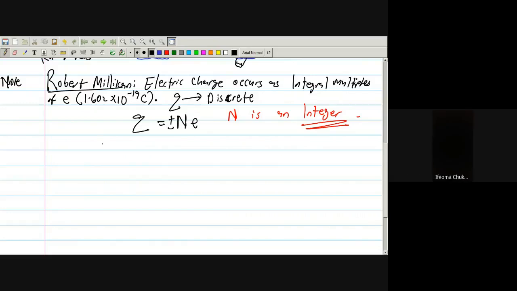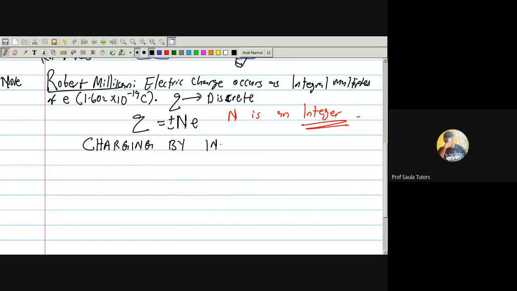So let's go. Charging by induction. Let's look at charging by induction.